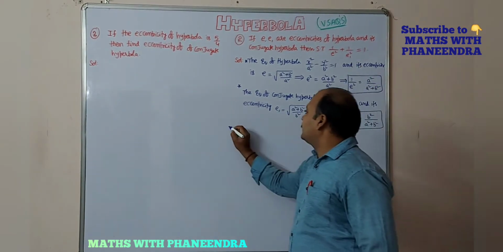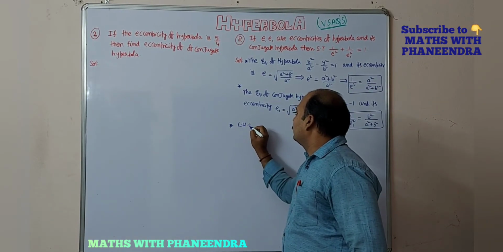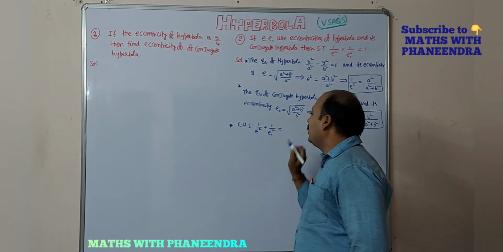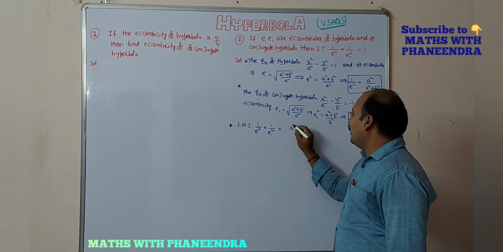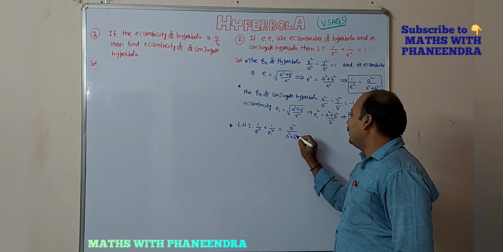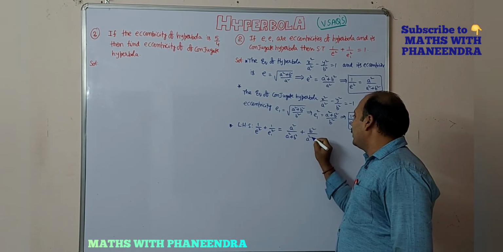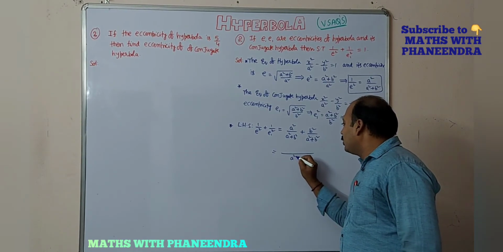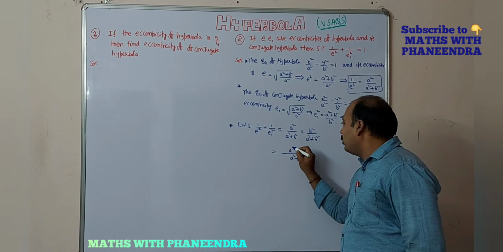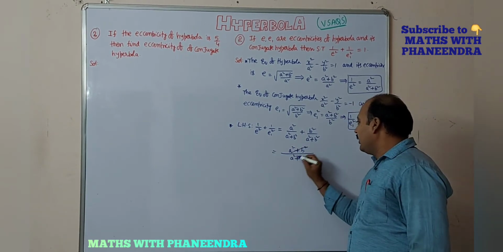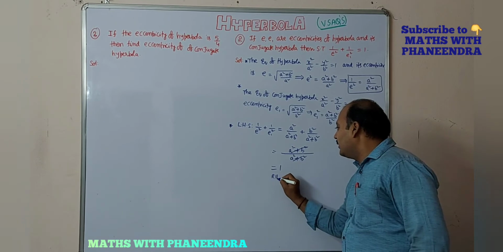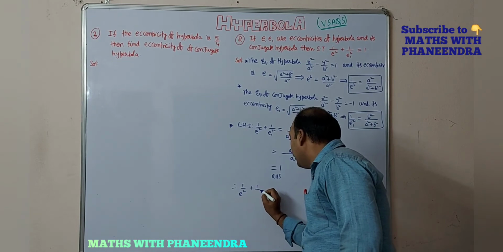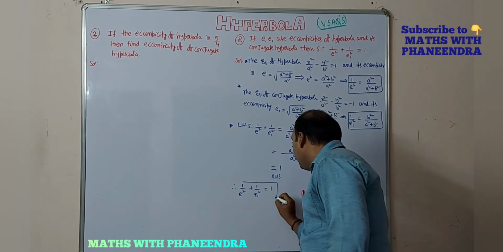Now consider LHS. 1 by e square plus 1 by E1 square is equal to a square by a square plus b square plus b square by a square plus b square. The denominators are the same for these two terms, so you have to add the numerators, a square plus b square. We can cancel these two, which is equal to 1, the RHS. Therefore 1 by e square plus 1 by E1 square is equal to 1. Hence proved.